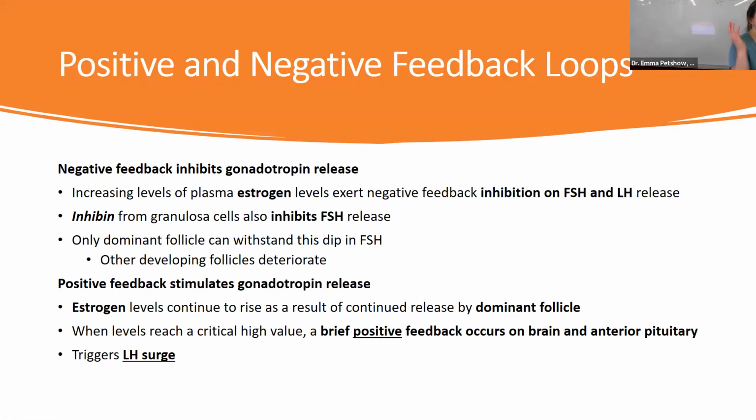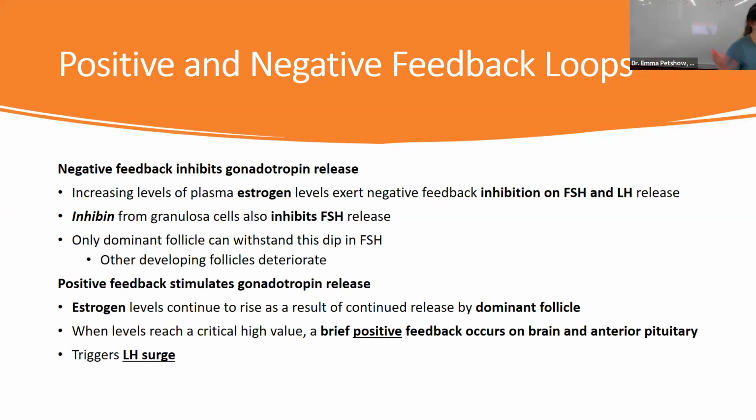Ovulation. This is where we see a short positive feedback loop set in a negative feedback cycle. Estrogen will continue to rise as a result of the continued release by the dominant follicle. It's producing its own estrogen. When the levels reach threshold, the brain and anterior pituitary have a brief positive feedback loop where you have this huge release of LH due to an increased localized secretion of estrogen into systemic circulation.